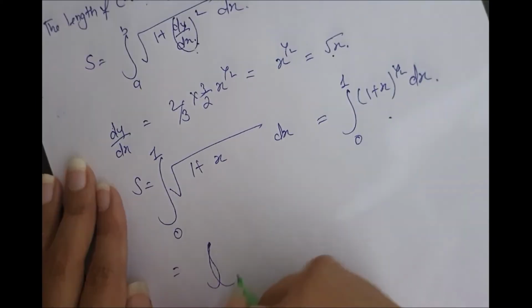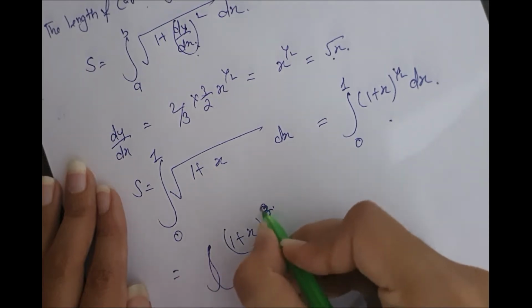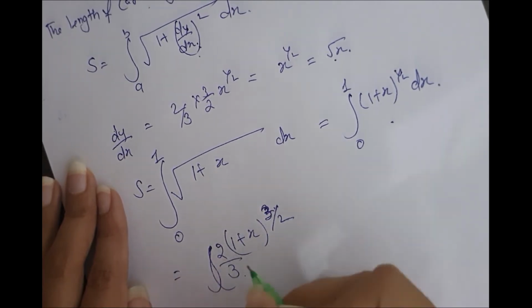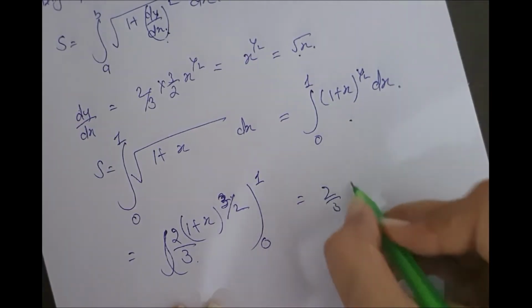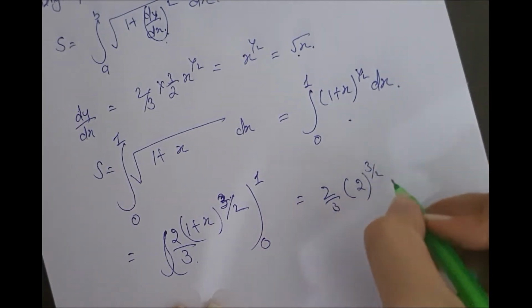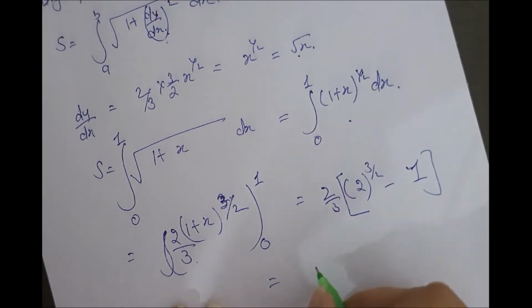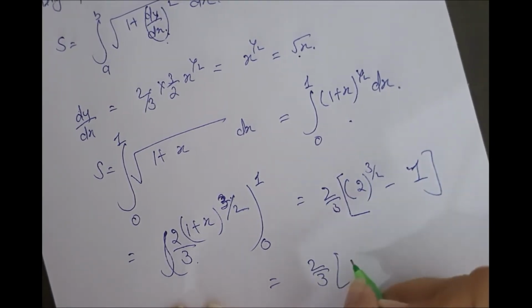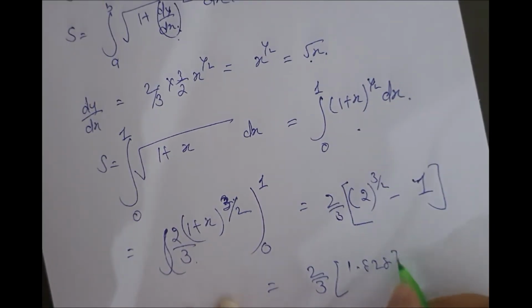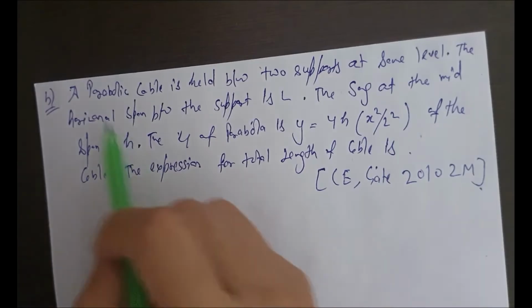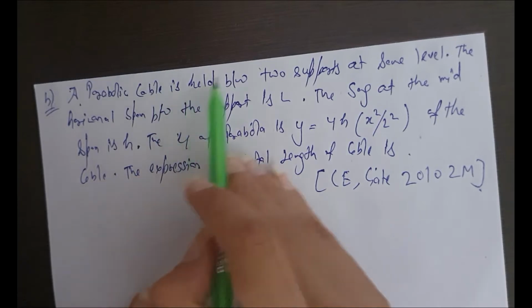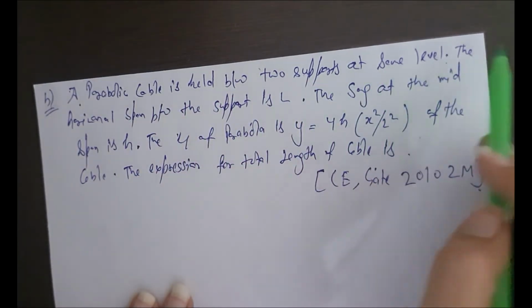Now integrate it. This will come out to be... so this comes out to be the answer. Next example. Now second question: the parabolic cable is held between two spots at the same level.